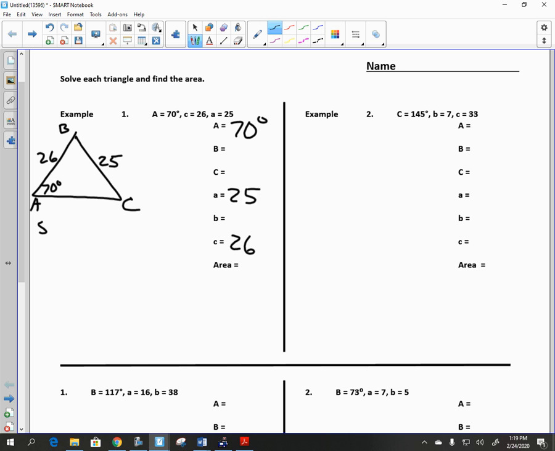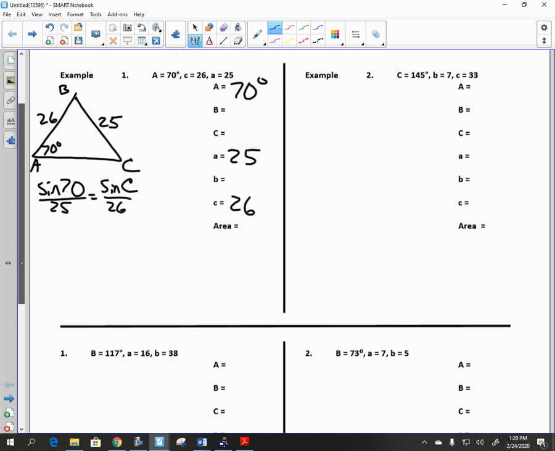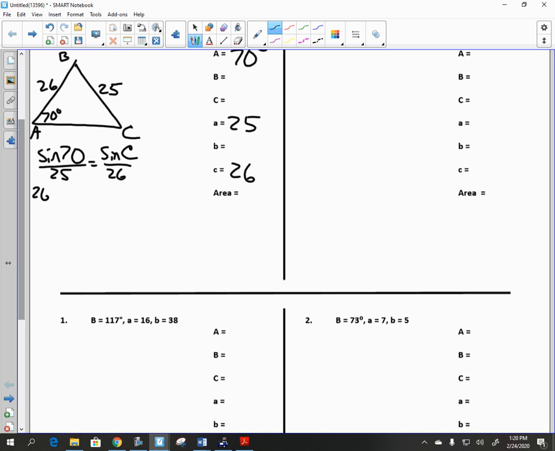So let's set it up. Sine of 70 over 25 is equal to sine of C over 26. I need to solve for angle C. What am I going to multiply both sides by? So I have 26 sine of 70 over 25 is equal to sine of C.